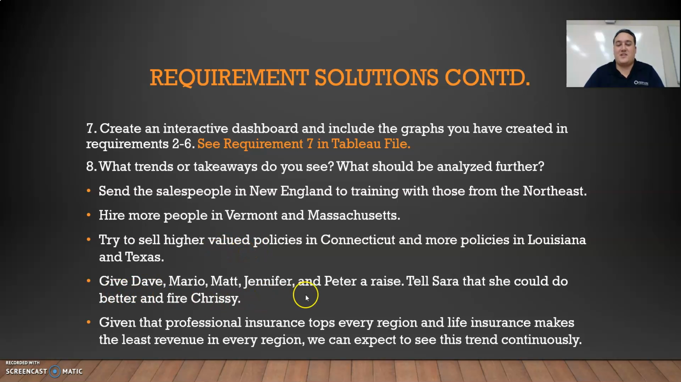Give Dave, Matt, Mario, Jennifer, and Peter a raise. Tell Sarah that she could do better. And fire Chrissy because she did the worst out of everybody.